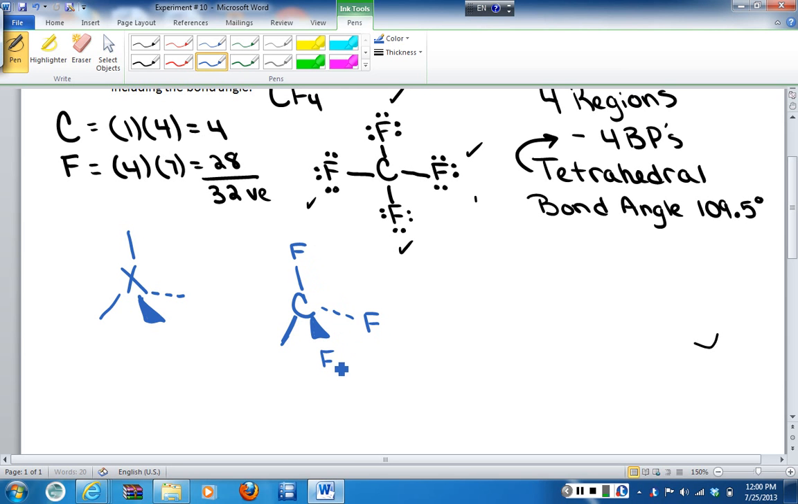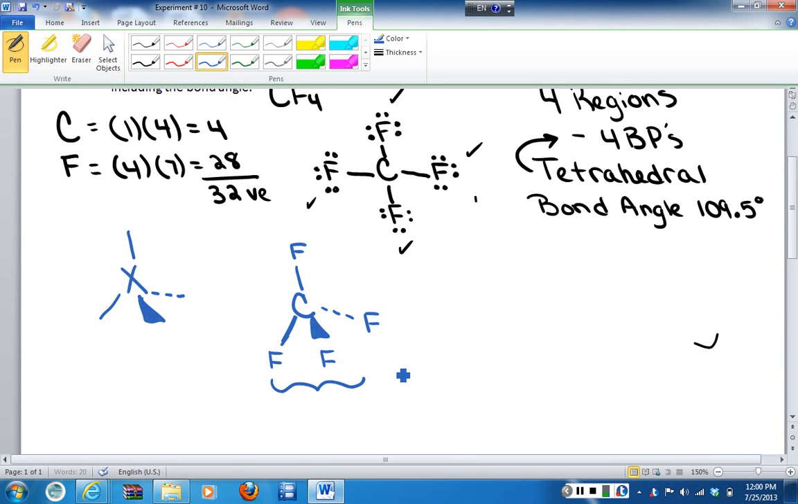And if you recall, we do not have to write the lone pairs on the terminal atoms, only the central atom. So if we look at this, we've drawn our central atom, we have all of our bonds correctly drawn, and we put our terminal atoms in. So this is a tetrahedral molecule of carbon tetrafluoride. This is the 3D model.